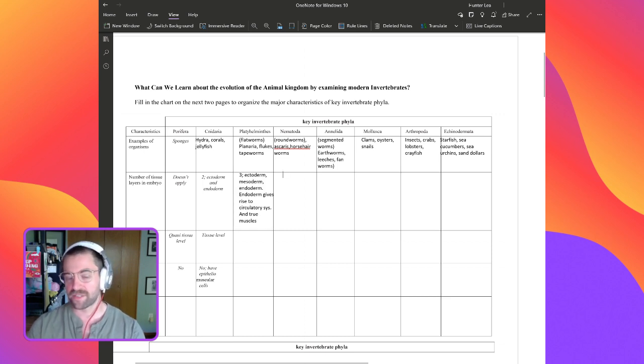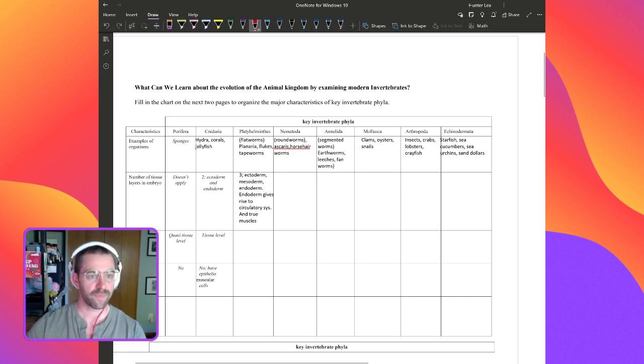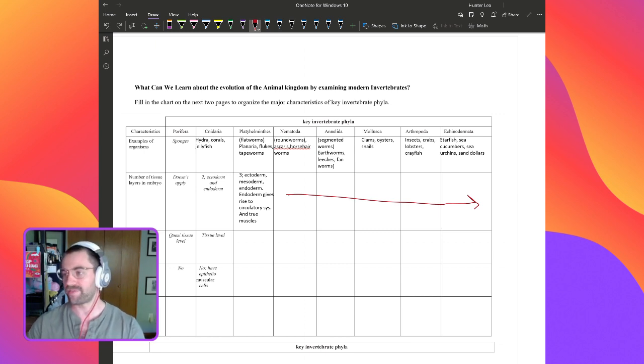All right. So I'm just gonna do a big, how do I want to do this? I think I can draw it. Yeah. So I'm just gonna draw a line here to show that everything to the right of that is also true. So everything from platyhelminthes up through Echinodermata all have that three embryonic tissue layers.